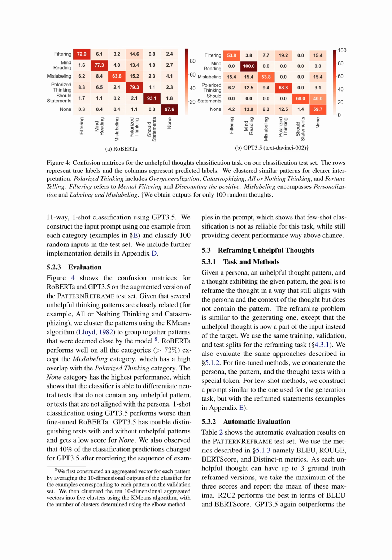We use metrics such as BLEU, ROUGE, BERTScore, and distinct-N. Since each unhelpful thought can have up to 3 reframed versions, we take the highest of the 3 scores and report the average of these highest scores. The R2C2 model performs the best in terms of BLEU and BERTScore. GPT 3.5 outperforms the other models and human references in terms of distinct-1 and distinct-2 scores, indicating that the generated thoughts are diverse in terms of vocabulary.